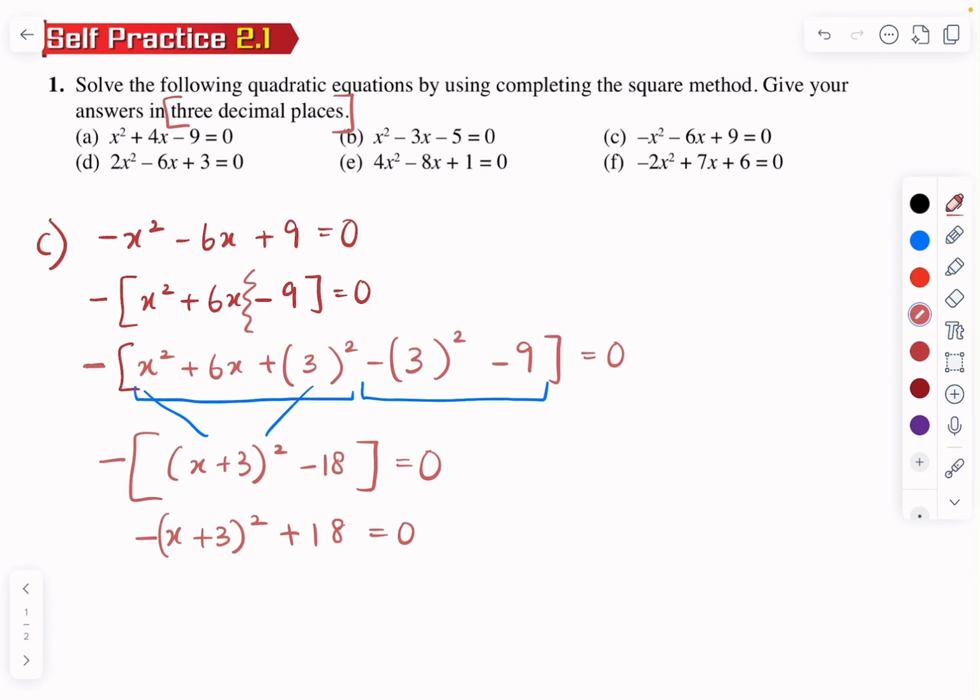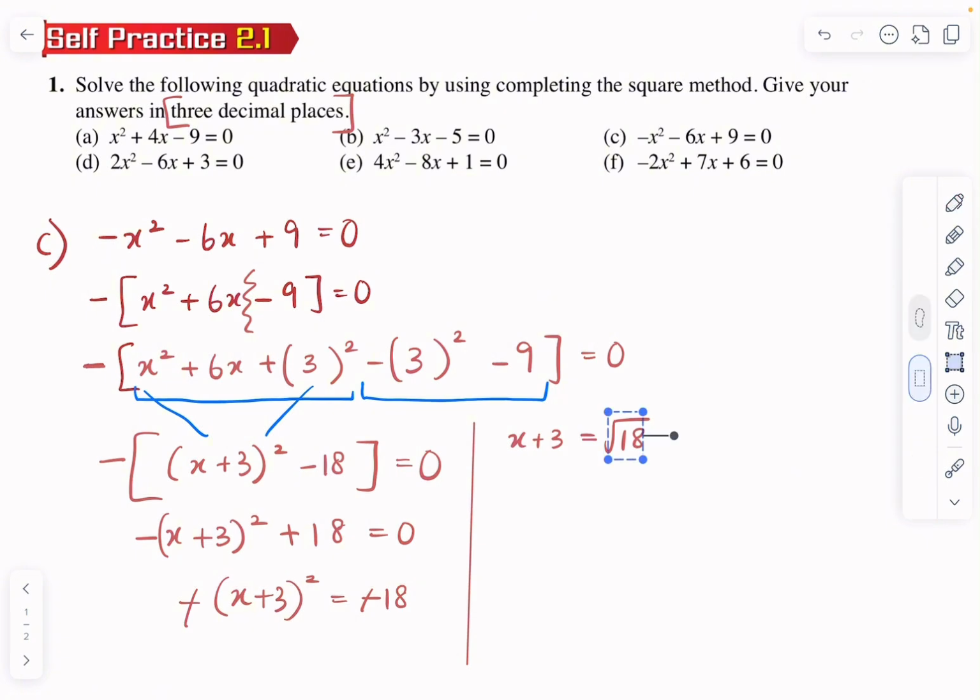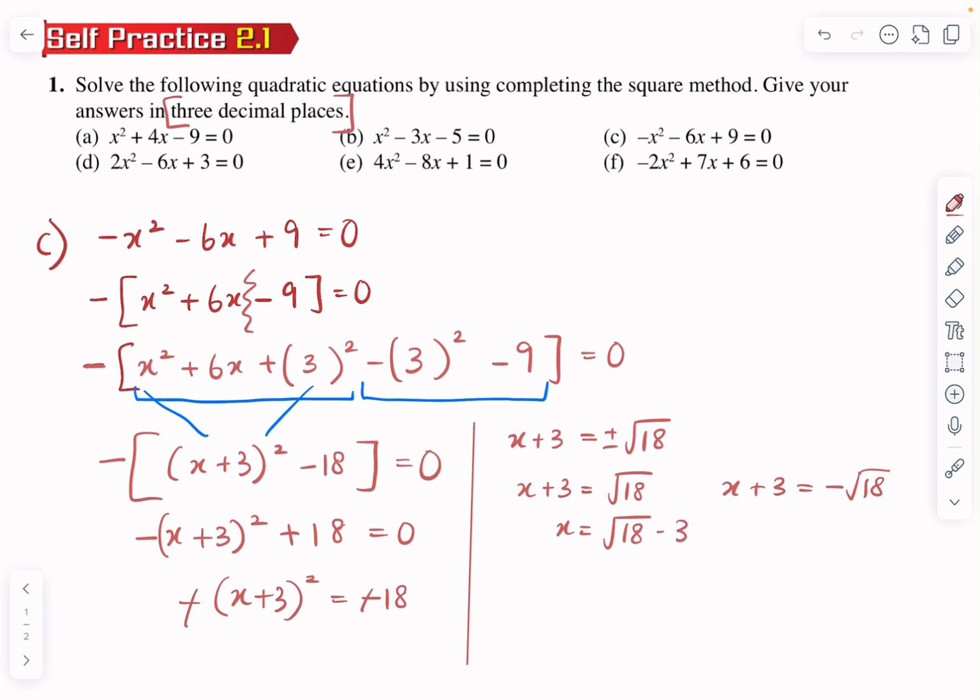Okay, so let's make x the subject. So x plus 3 square equals to negative 18. So negative and negative we can cut. So this will give us x plus 3 is square root of 18. But don't forget, this one in front we have to write plus minus. So x plus 3 is surd 18. X plus 3 is negative surd 18. Then x is surd 18 minus 3. And x is negative surd 18 minus 3.